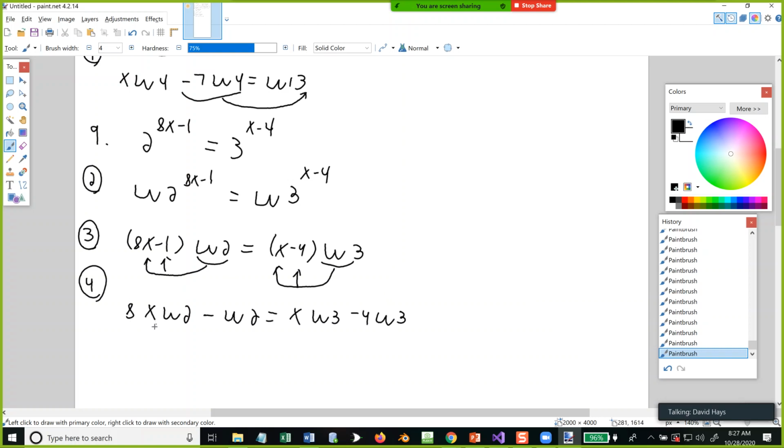Get rid of parentheses was our first step. Second step, get everything with x on one side, numbers on the other side. So I take this x natural log of 3, move it over here. Take this negative natural log of 2, move it over here.